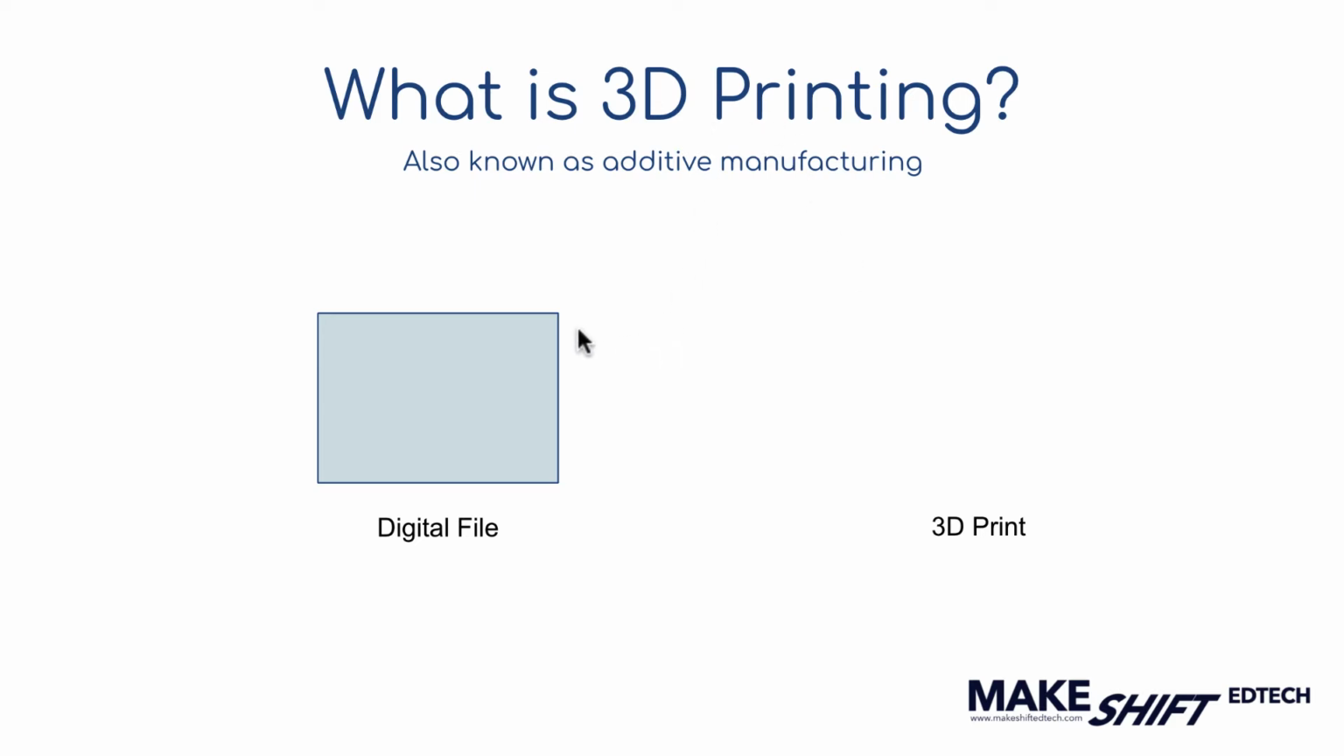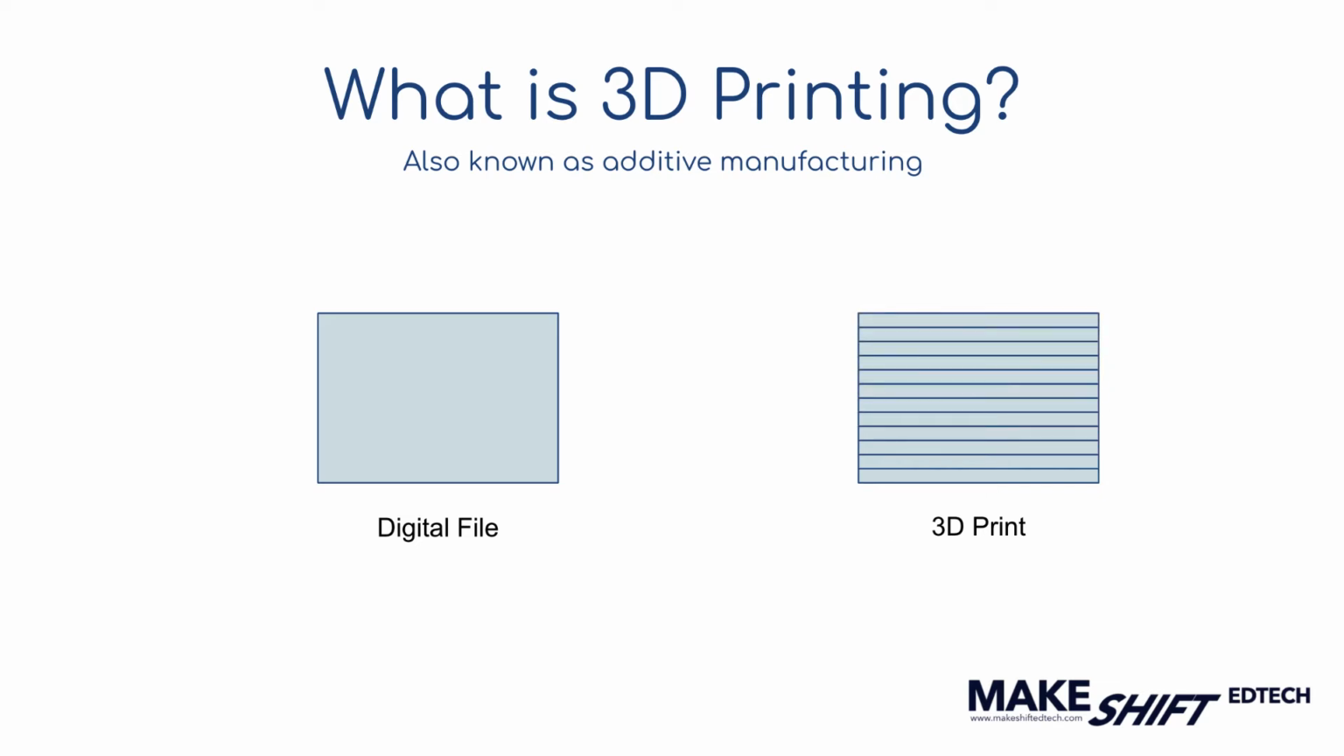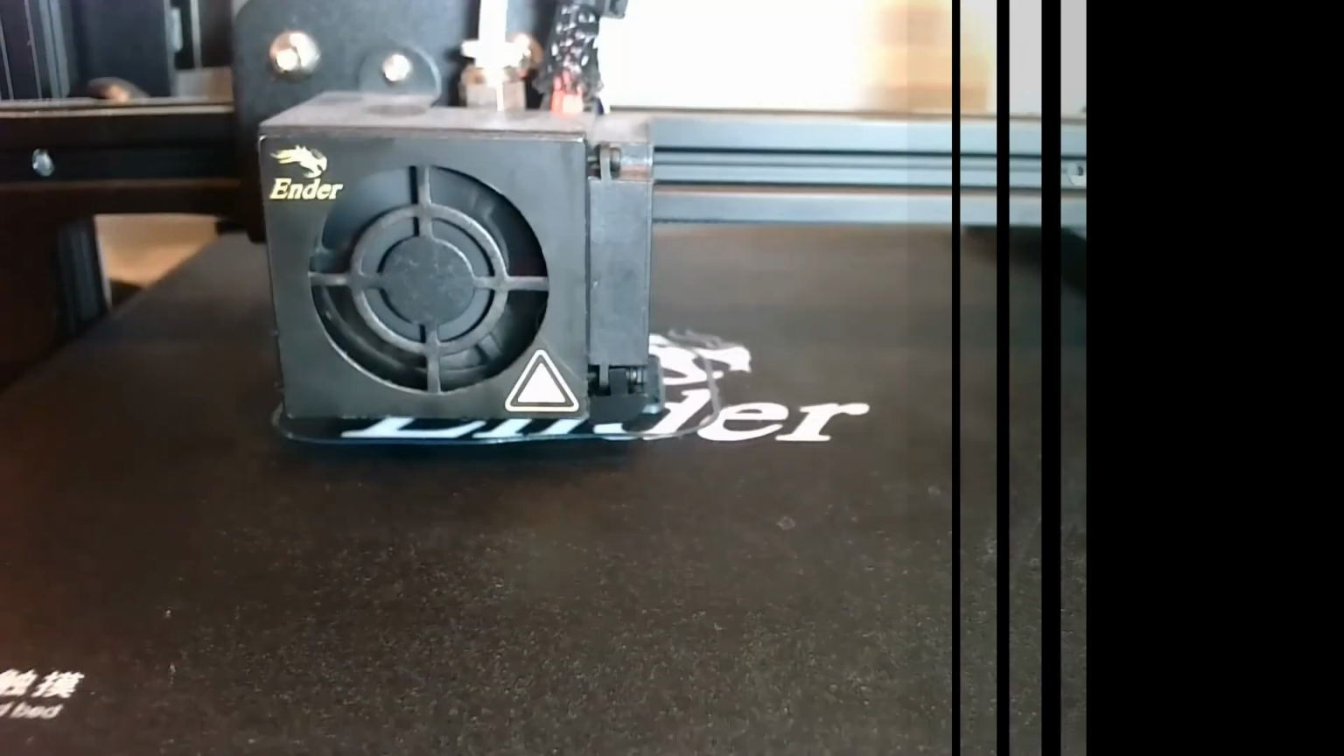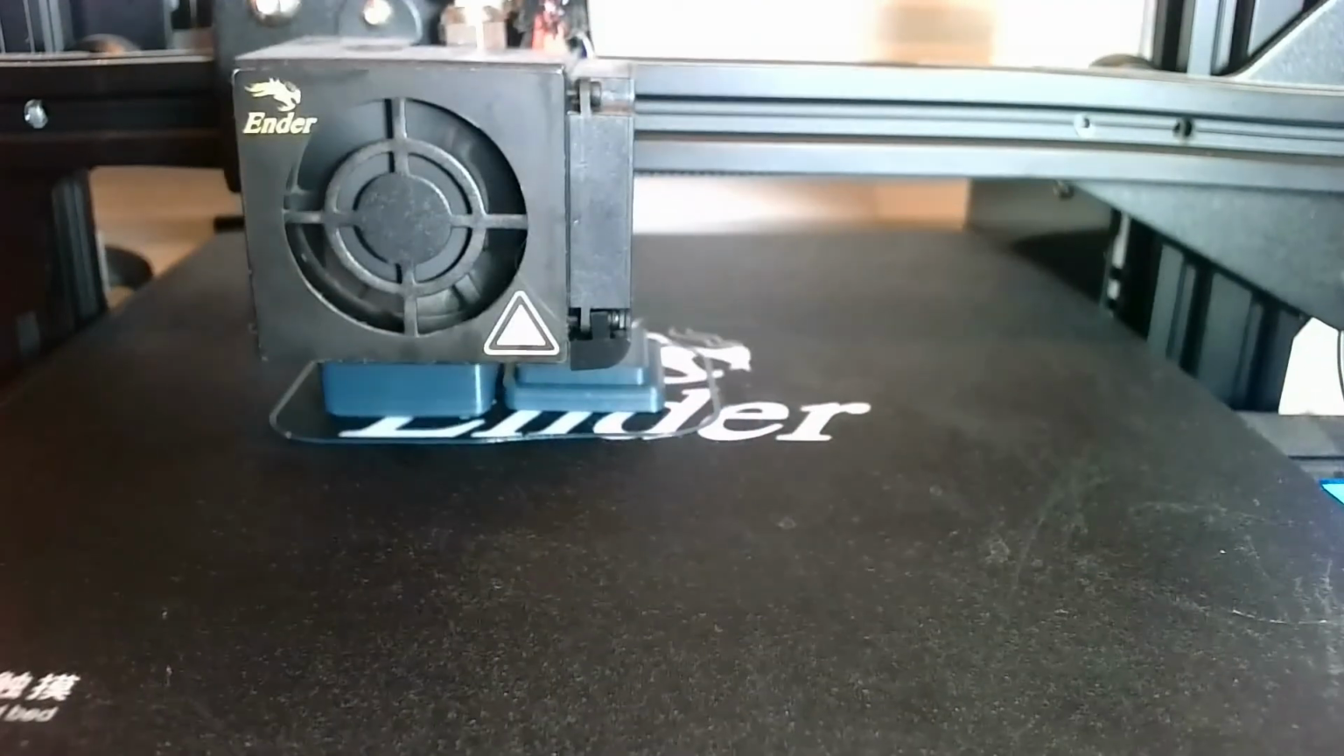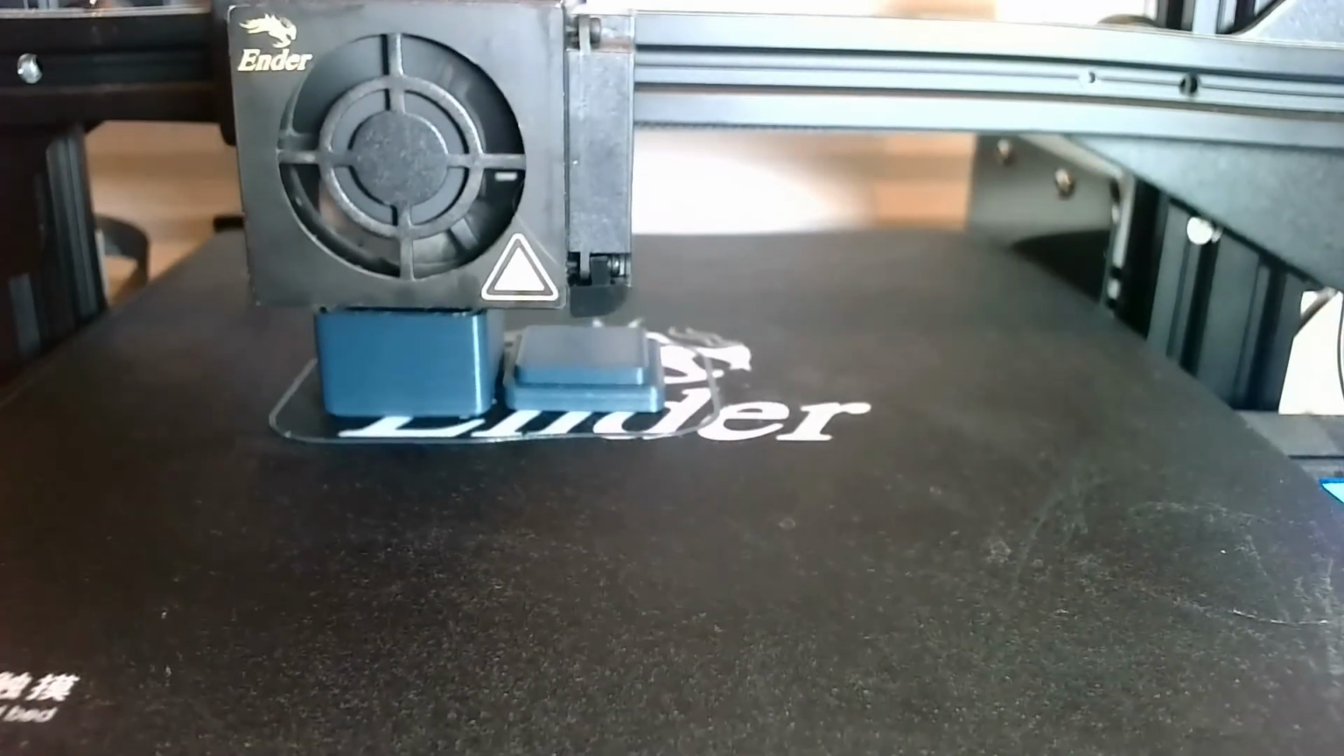Let me demonstrate. Here I have a simple 2D representation of a digital file, a simple rectangle. And the 3D printer would build this up layer by layer. So it would print the first layer, then print the next layer on top of that, and the third layer on top of that, and then prints it layer by layer until it has the complete physical object. This is a time lapse showing how 3D printers build up layer by layer.